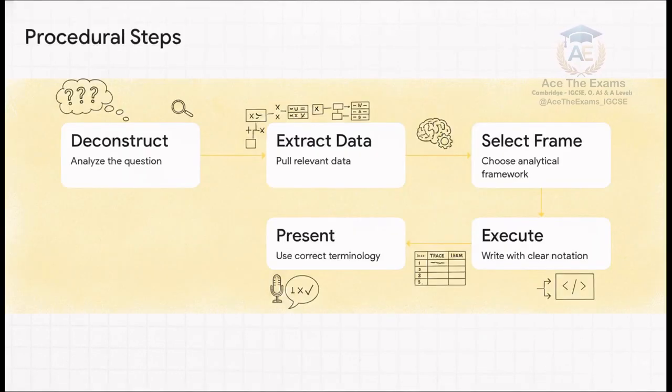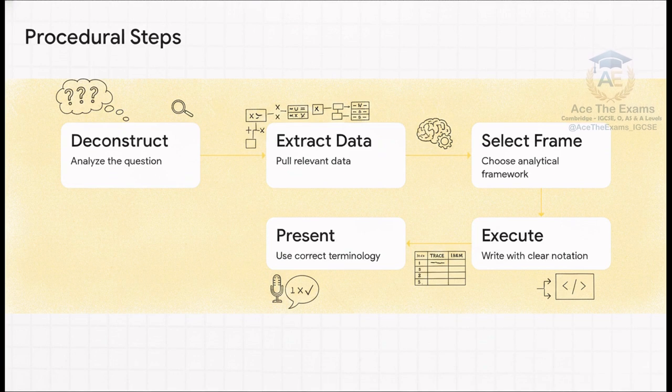So here it is. This is the definitive 5-step algorithm you must execute for every single pseudocode question you face. Burn this into your memory. Step 1. Deconstruct the question. You have to ask yourself, what is the specific command word? Is it describe, explain, or evaluate? Those all require totally different answers.